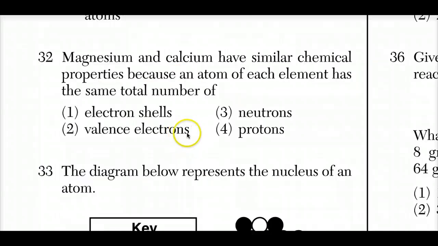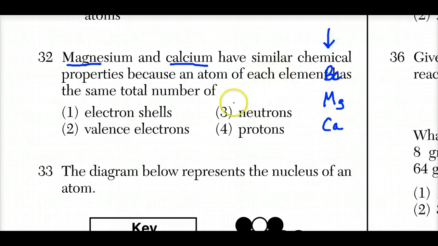Number 32. Magnesium and calcium have similar chemical properties because an atom of each element has the same total number of what? Well, the periodic table, notice, is going in order, 32, and now we're in periodic table questions. Magnesium and calcium are very similar. They're under each other in column 2 of the periodic table, and beryllium's on top of them. And the reason why they're in the same column is because they have the same number of valence electrons.